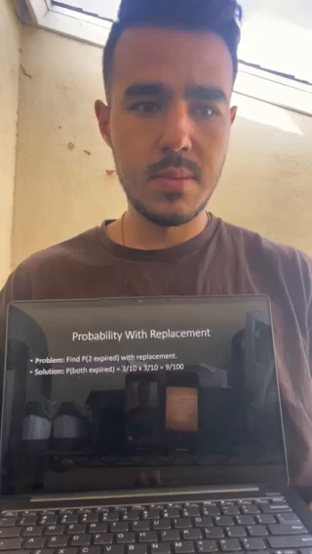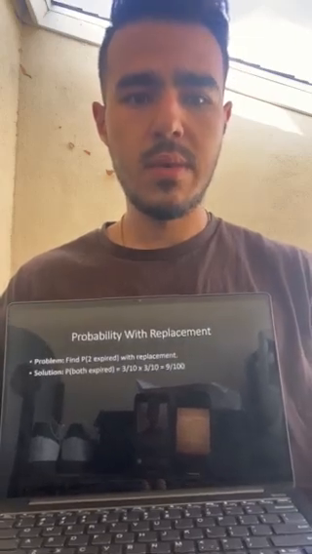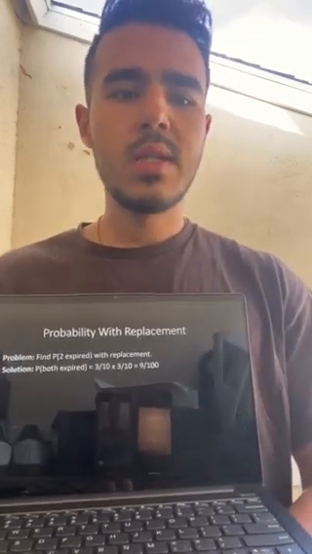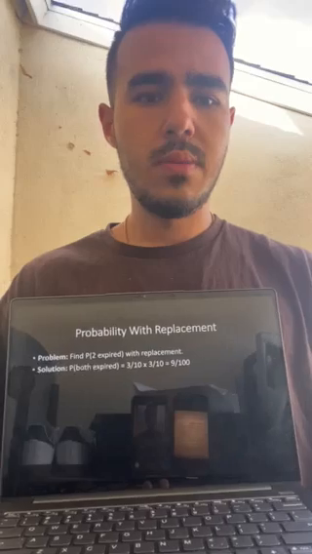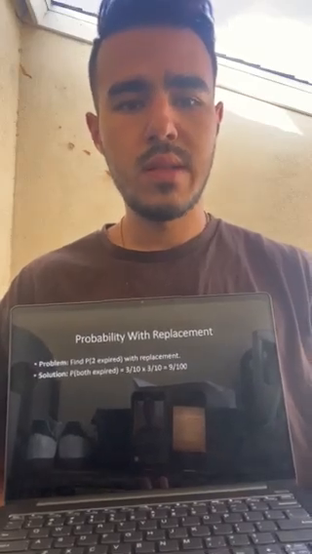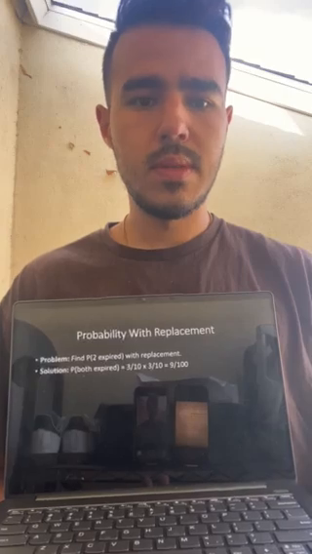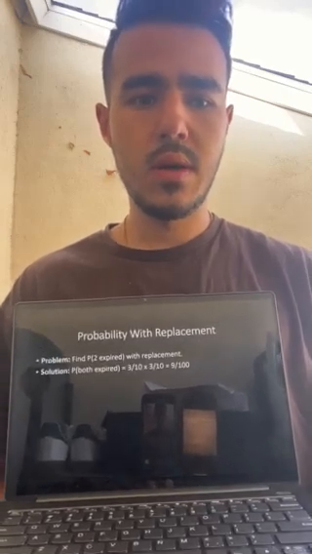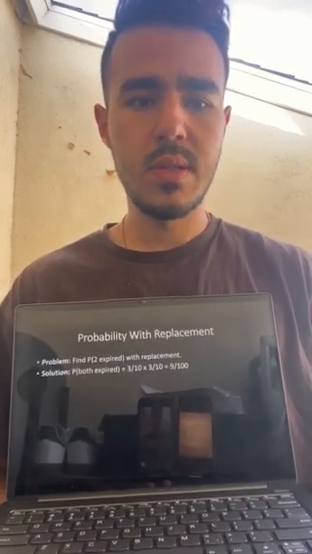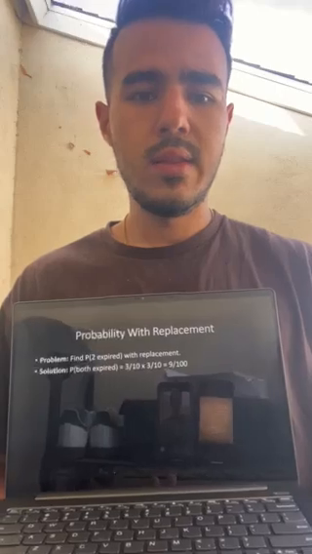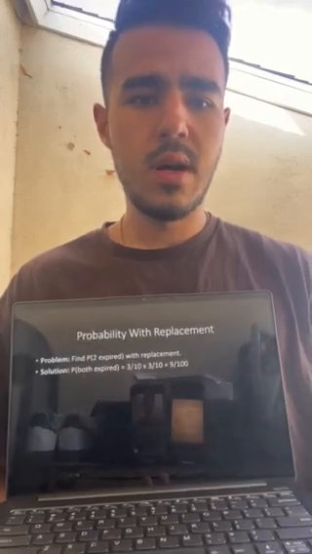Probability with replacement. Now let's consider the same problem but with a twist. This time, after selecting the first card, we put it back before selecting the second card. This is known as selection with replacement. In this case, the probability of selecting an expired card remains the same for both selections because the total number of cards and the number of expired cards remain constant.